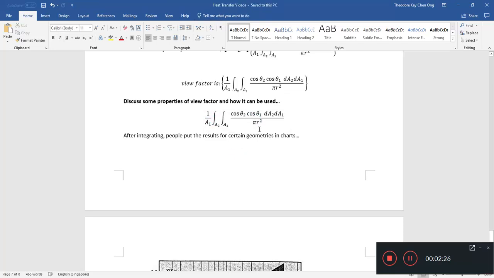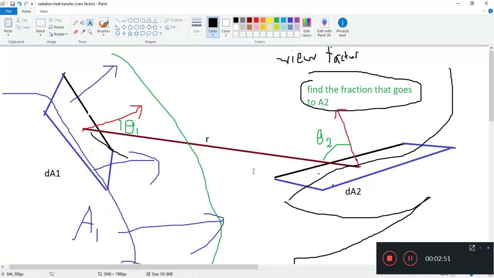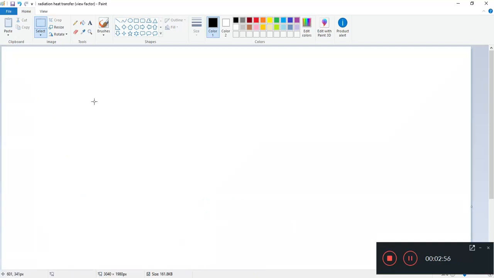All right, so let's use a problem to discuss some of the properties of a view factor. I'm taking this from Fundamentals of Momentum, Heat and Mass Transfer, the 4th edition by James Welty, Charles Wicks, Robert Wilson and Gregory Rorrer. Sorry if I pronounced that wrongly. So I'm on one of the examples. I'm just going to erase this mess because we don't need it anymore.